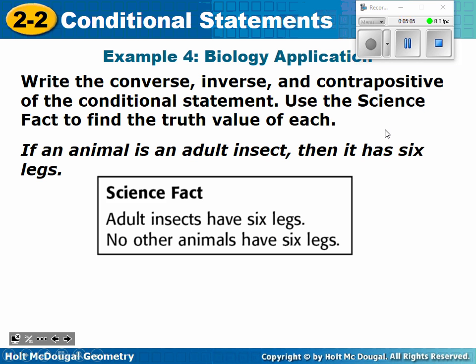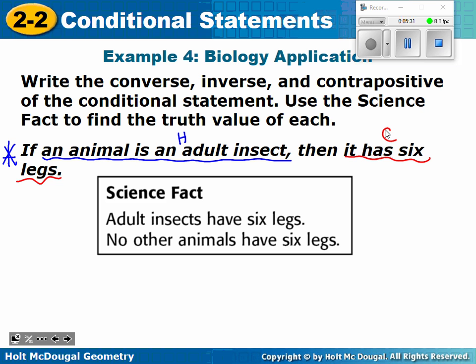Here is your science fact, okay? So this is your original conditional. If an animal is an adult insect, then it has 6 legs. Okay? So first of all, what's the hypothesis? Careful. Okay, don't include the word if. An animal is an adult insect. There's your hypothesis. What's your conclusion? It has 6 legs. Don't include the word then.